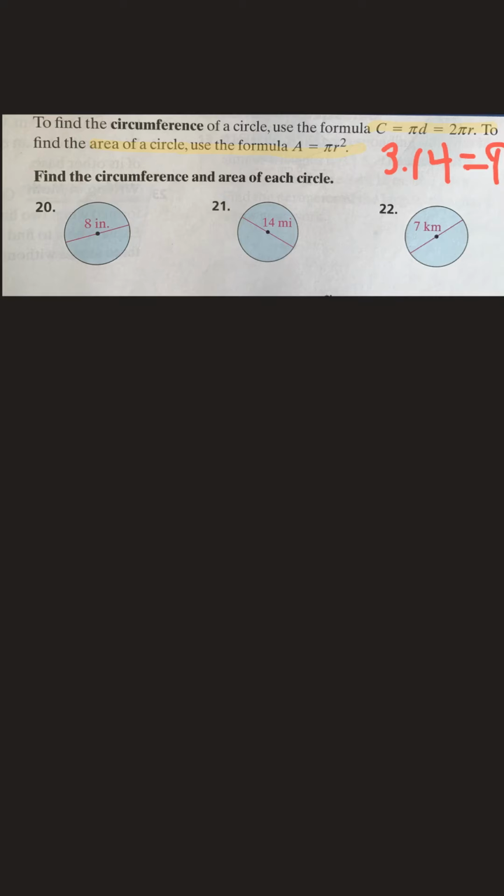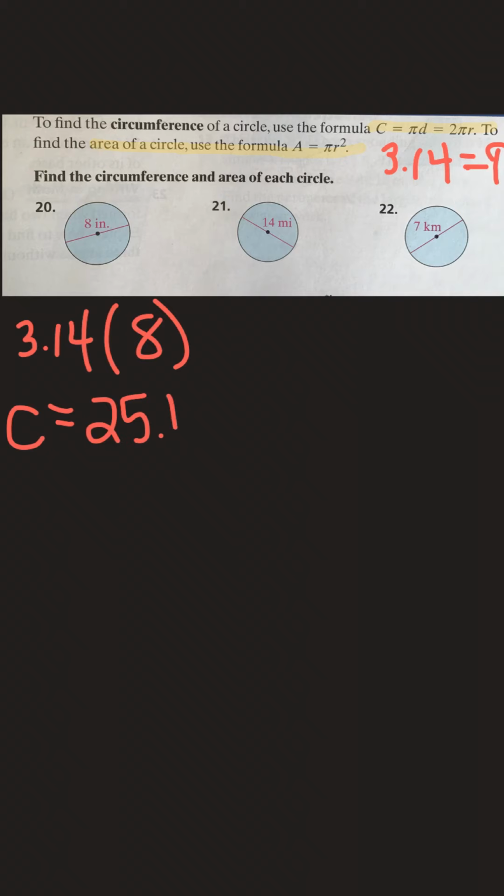Okay, so find the circumference and the area of each. So 20, the circumference is going to be pi, 3.14, or you can just use it on your calculator, times 8. So the circumference equals 25.12 inches. That's how far it is around the circle, the circumference.